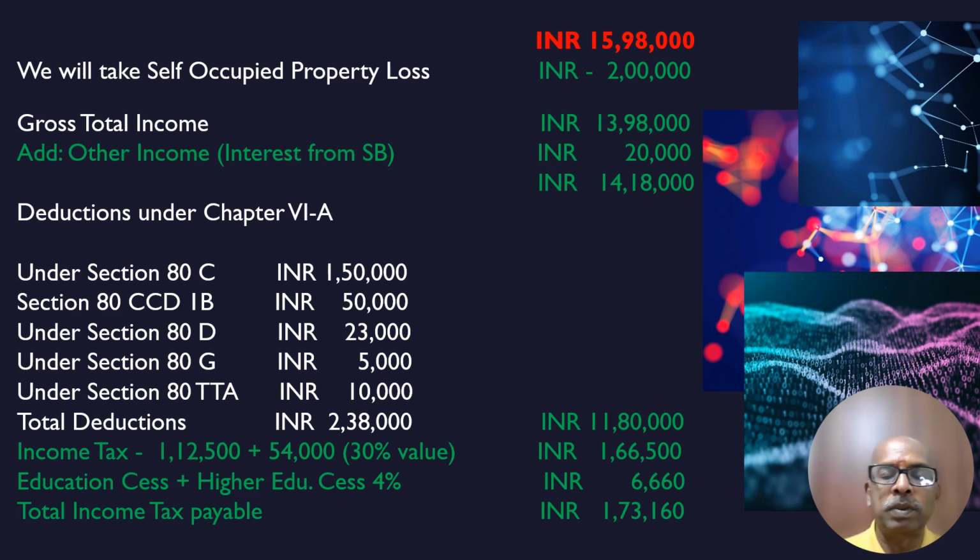I will complete this, and because there is a small borderline, people will have to make one point. And under 80TTA, just now I told, interest on savings bank, it is 20,000, 10,000 can be deducted here. For senior citizens, up to 50,000 under 80TTB. Now, the total deduction under Chapter 6A is 2,38,000. So, net taxable income is 11,80,000 rupees, which has to be taxed.